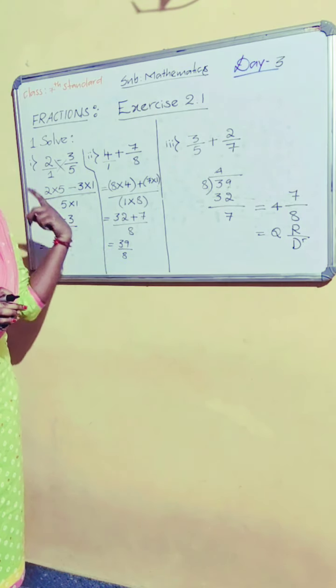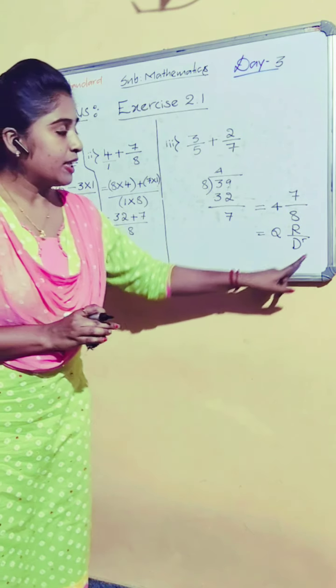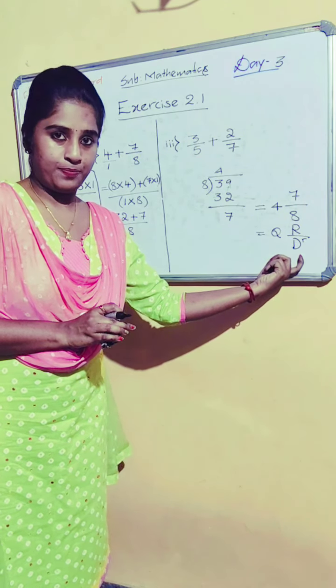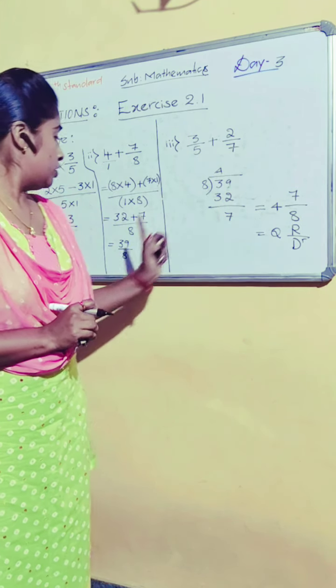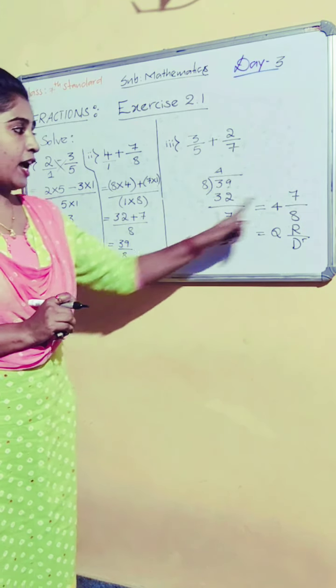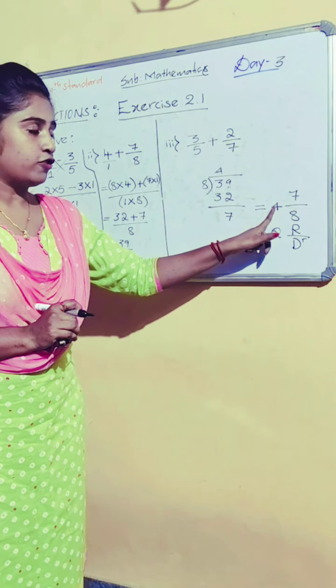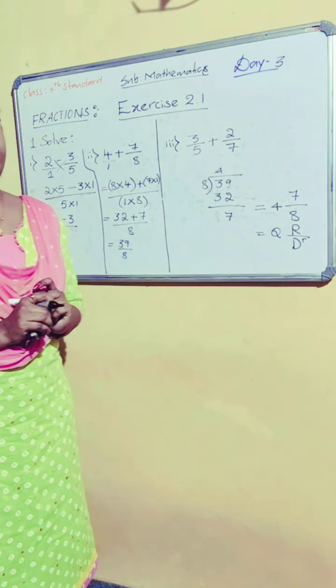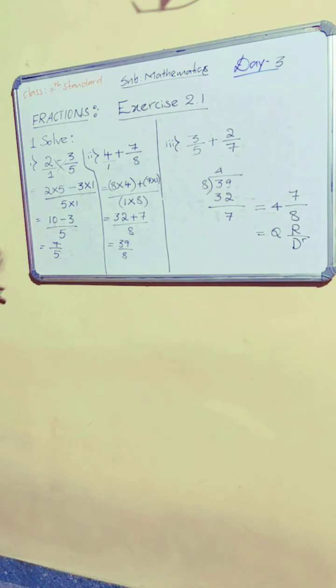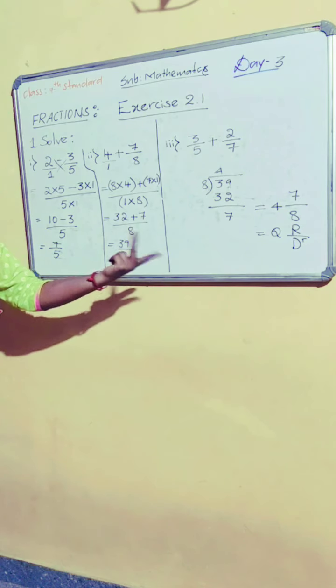If you are confused, you can keep this formula in mind. 8 4s are 32. What do I have to add to 32 to get 39? I have to add 7. So 8 4s are 32, 32 plus 7 is 39 by 8. You can keep it as a normal fraction, or else you can go for the mixed fraction.